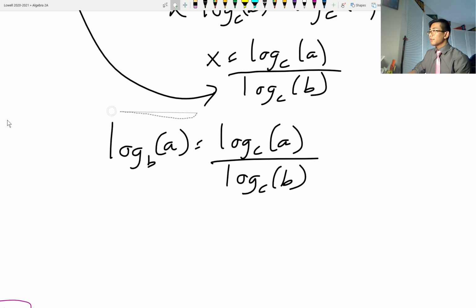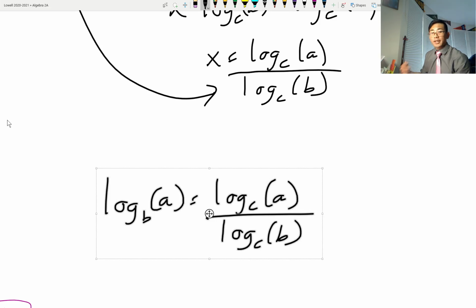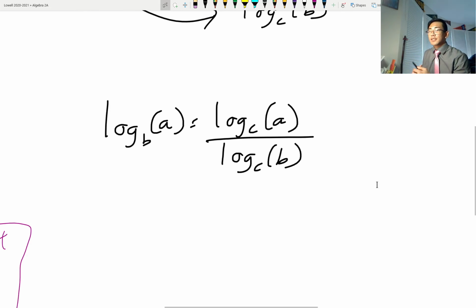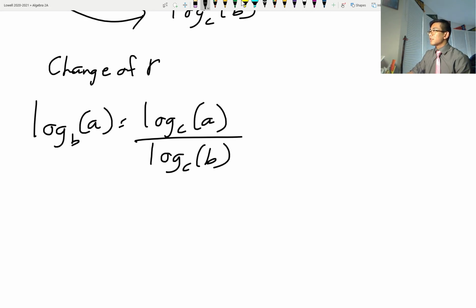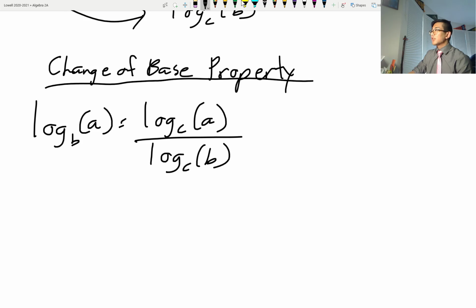So if you have, say, a boring scientific calculator like I do, you can only do log base 10 or log base e, this fancy number e. Sorry, that's the notes from the other day. This property is called the change of base property. Literally, you are changing the base from b to something else. Change of base property. And this is the fourth property.